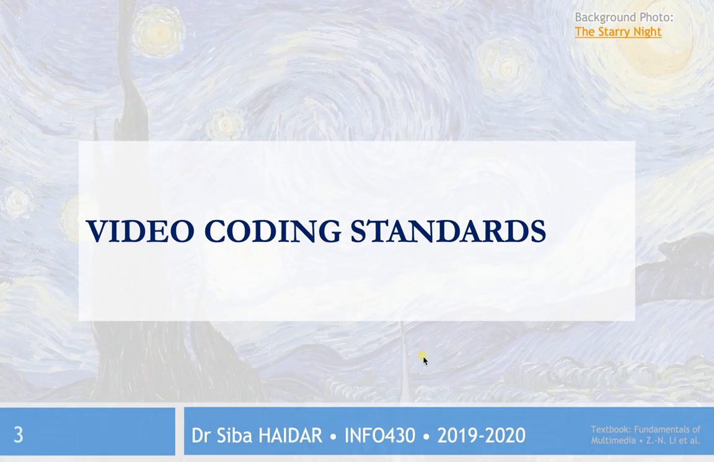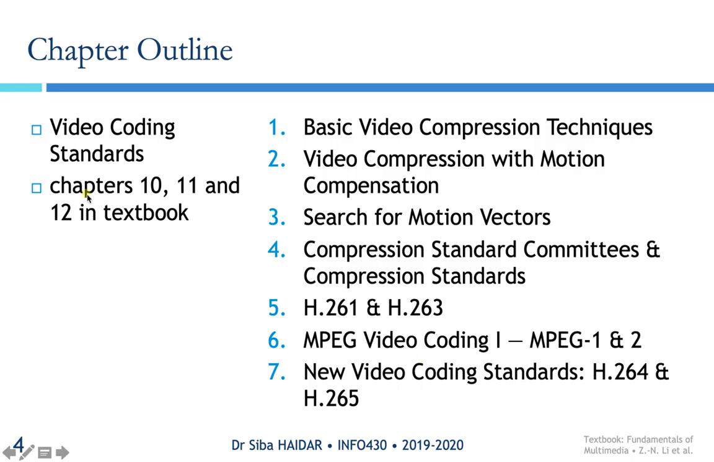So the current chapter title is Video Coding Standards, and it is based on chapters 10, 11, and 12 from the textbook. In this chapter, we will see 7 subsections, going from basic video compression techniques to video compression with motion compensation, which is a concept that we must understand because it is used in the different coding standards, together with the techniques for searching for motion vectors. So these two concepts will be explained.